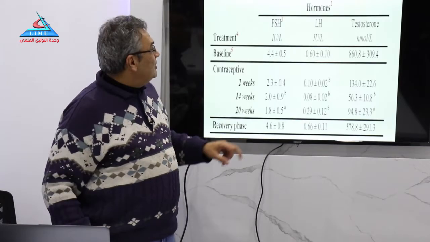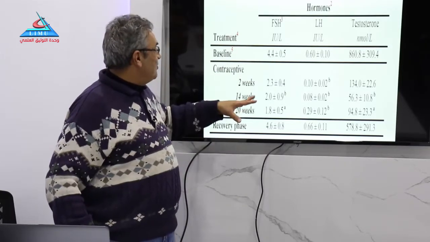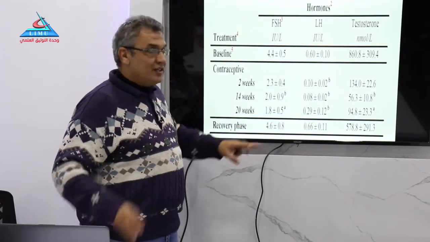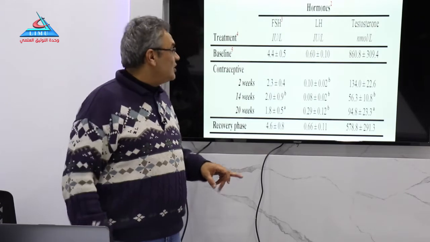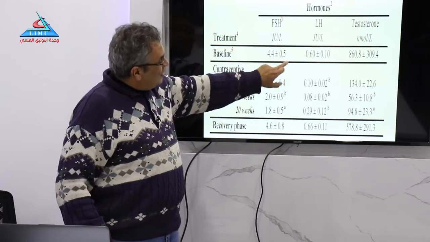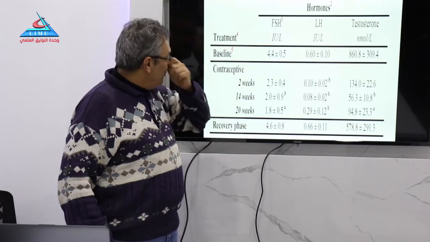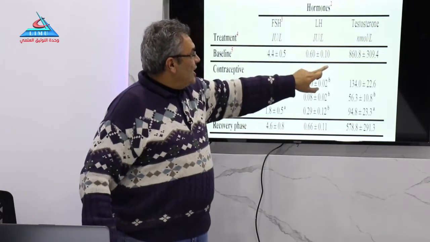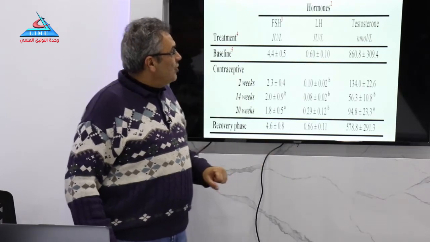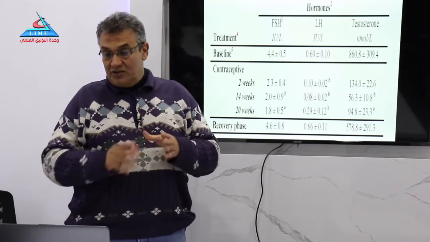As we can see, this is, for example, the first way of presentation, in tables. As you can see, we include the information that has come throughout the results in the table. And 4.4 plus minus 0.5, what does this mean? This means the standard deviation of follicular stimulating hormone, for example. And in the luteinizing hormone, as you can see, it's 0.6 plus minus standard deviation 0.10. So this is one of the ways to present the results in tables.